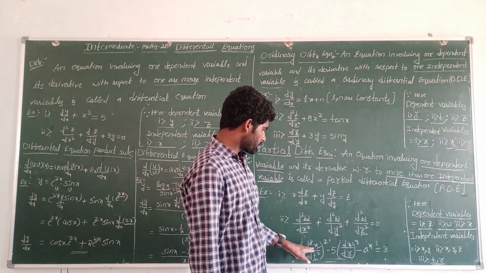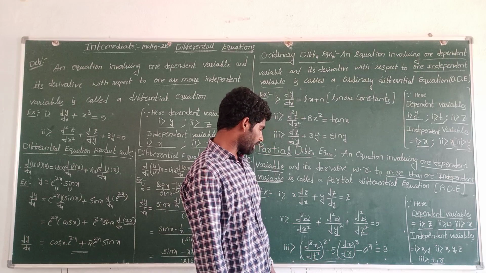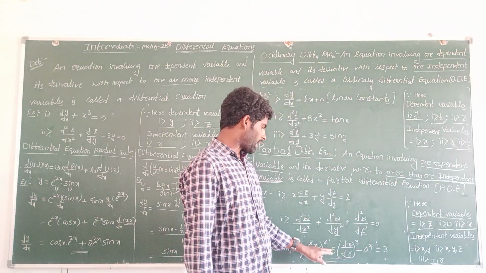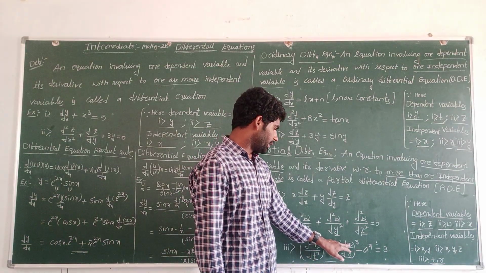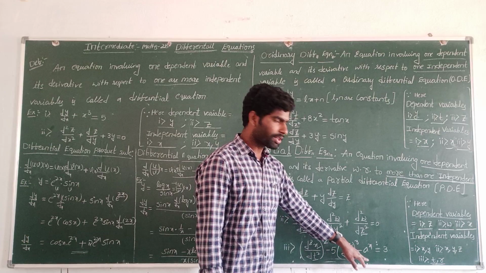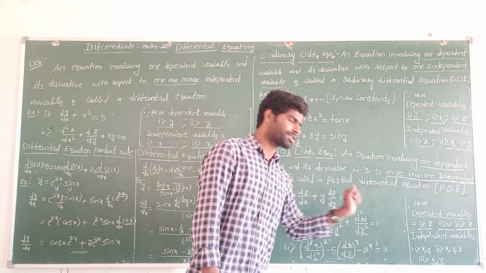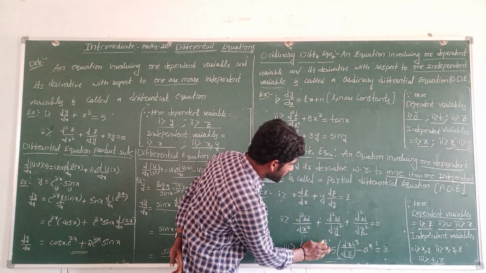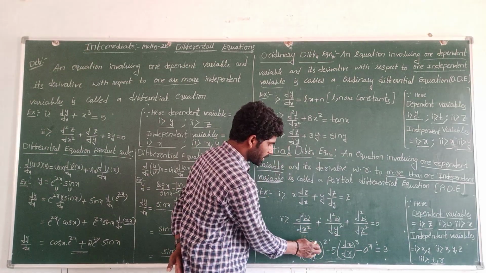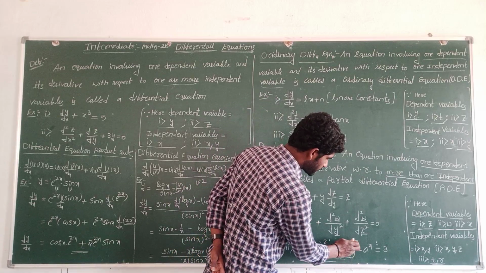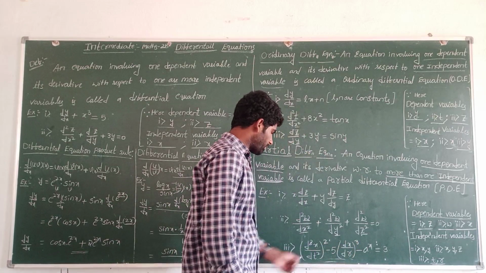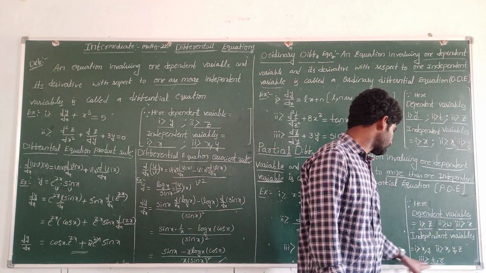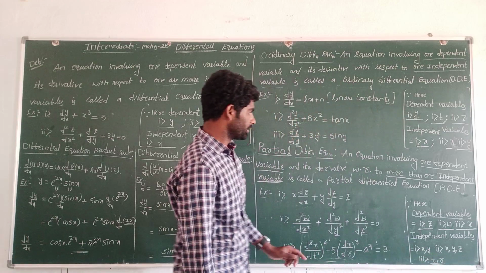Coming to the third question, d square x by dt square whole square minus 5 into dx by dr whole cube minus a power of x is equal to 3. Here x is depending on the t, and x is depending on the r. So in the third question the dependent variable is x, and the independent variables are t and r.